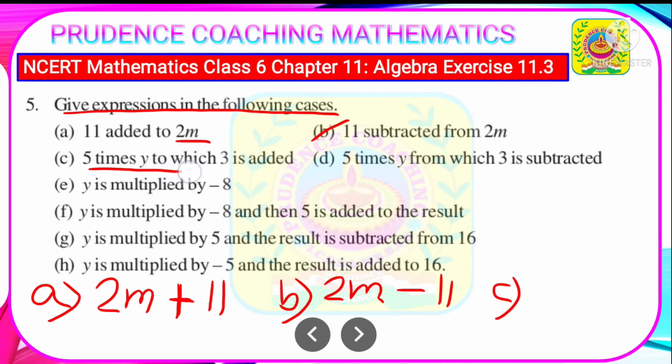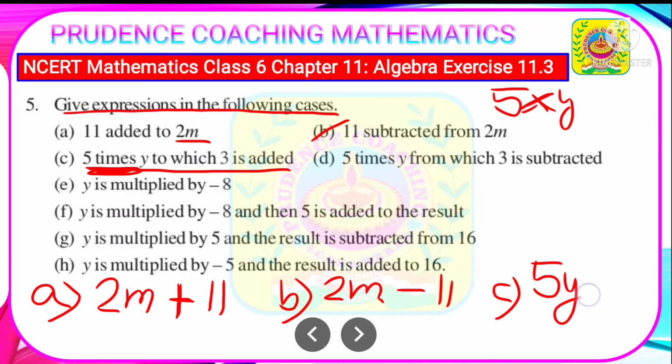Next one, number c. 5 times y to which 3 is added. That means first you need to write the expression of 5 times y. 5 times y means 5 into y. So first write 5 into y, but we know if we write the constant and variable side by side, we can ignore the multiplication sign if it is there. So we will write 5y like this. And with it we are adding 3, as you can see, to which 3 is added. So we will write plus 3. So this is our answer.